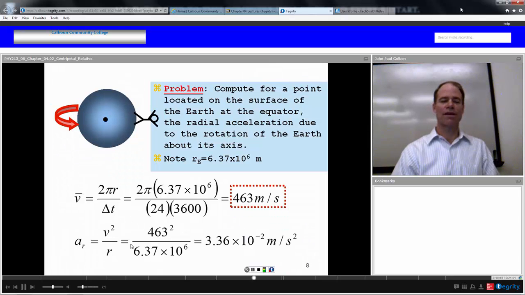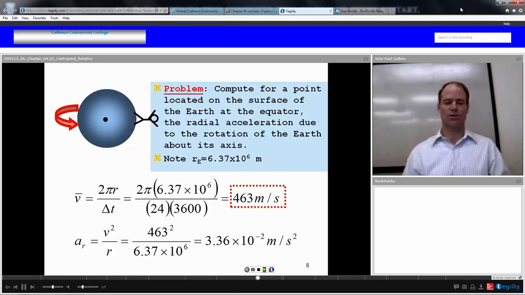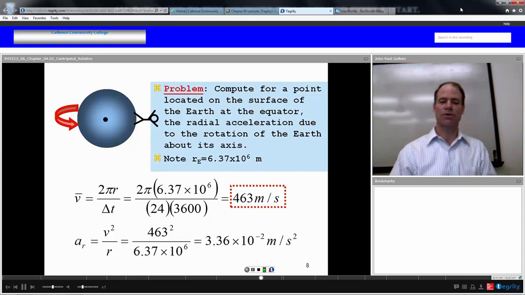In terms of radial acceleration or centripetal acceleration, that is your velocity squared in meters per second over the radius of your orbit or of your circle. 463 meters per second squared over 6.37 times 10 to the 6 meters for the radius of the Earth. That is a centripetal or radial acceleration of 3.36 times 10 to the minus 2 meters per second squared.